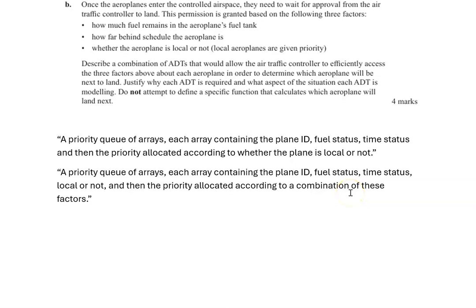Have a look at this response. So instead of just basing the priority on the local or not, we've based it on a combination of all the things. We're not going to try and design that. We're explicitly told not to. But this is still wrong.